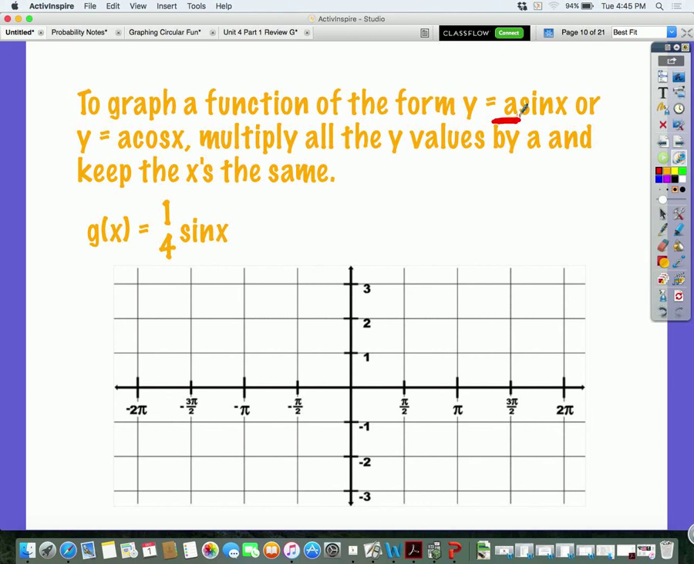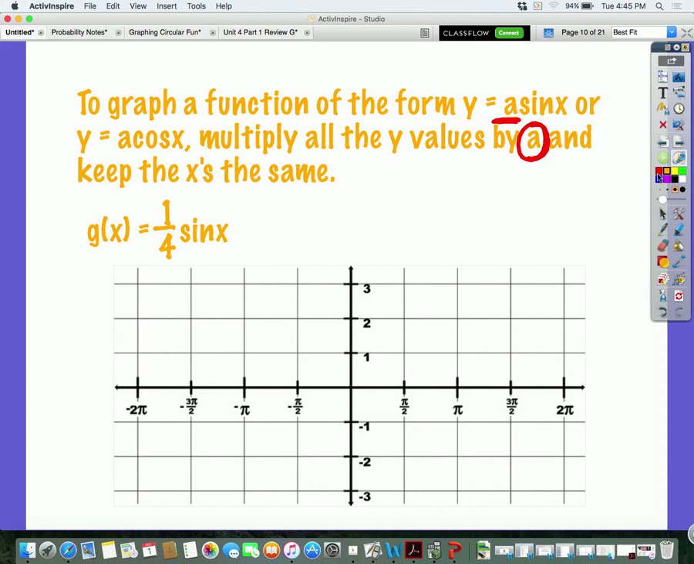So to graph a function that's in the form of a sine x or a cosine x, meaning there's a number in front, you multiply all of the y values by a, whatever a is, whether it's positive or negative, and keep the x the same. So the first thing we're going to graph is 1/4 sine x.